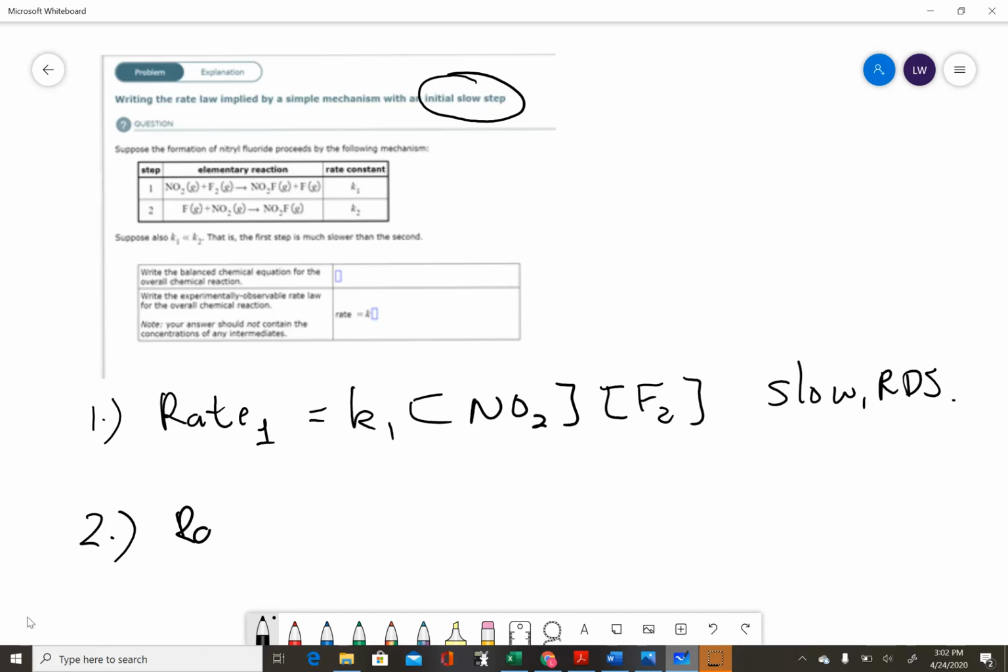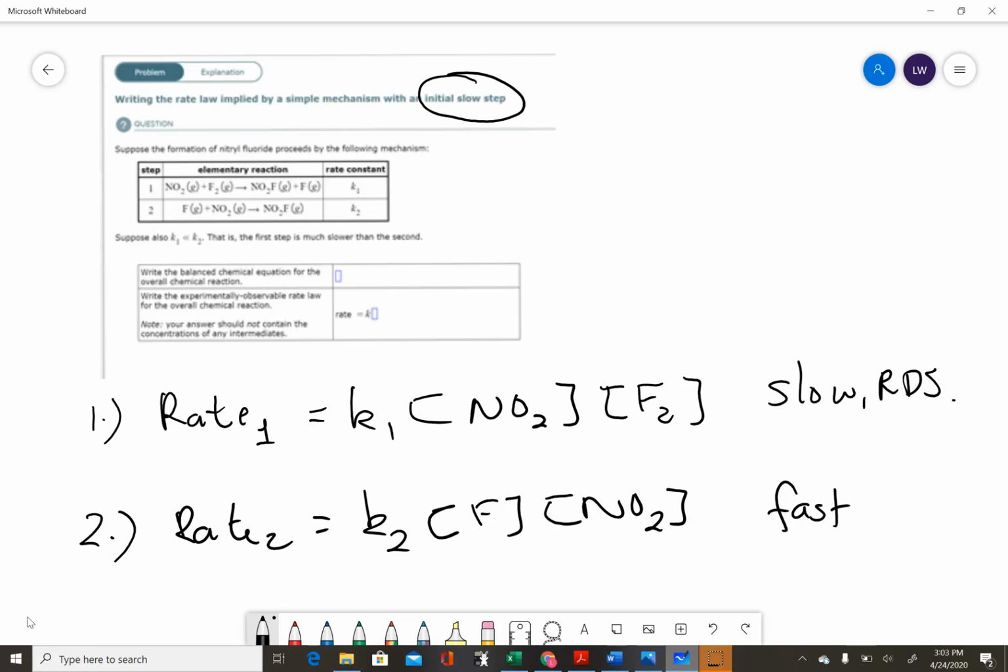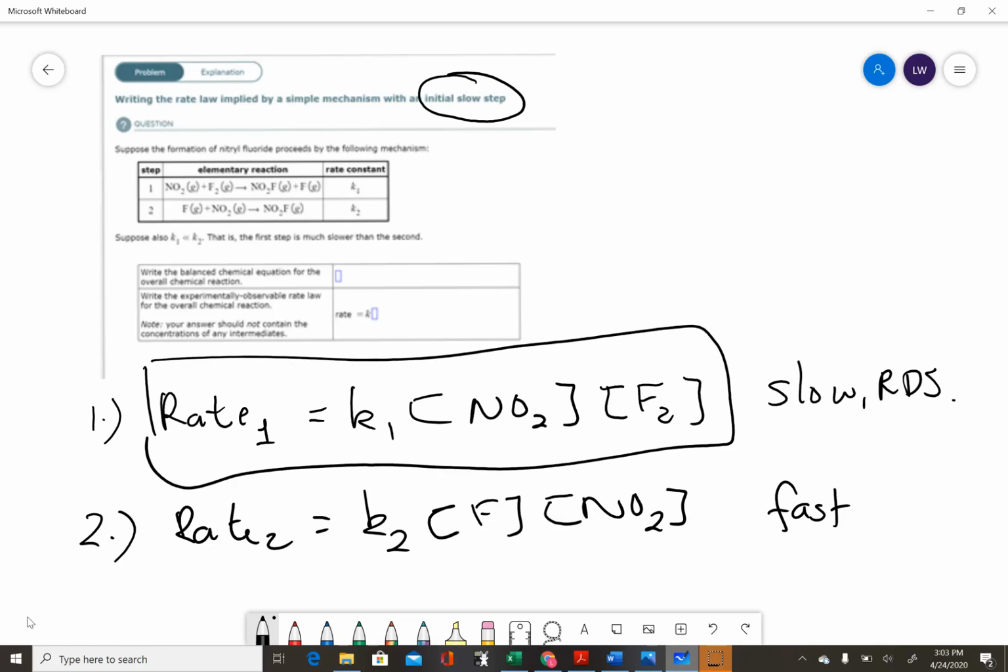For step 2, rate 2 is going to be the rate constant of reaction 2, and then we just have to have a look in here. It's going to be the concentration of fluorine. There's only one fluorine, so that's raised to the power of 1 multiplied by the concentration of NO2, and again raised to the power of 1 because there's only one of them in that elementary reaction, and that is going to be fast and will not be the rate determining step. So what that means is that the rate law for the reaction is always equal to the rate law for the rate determining step, and that's that one there.